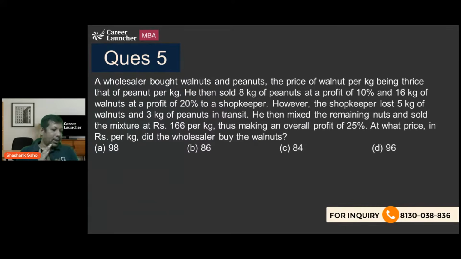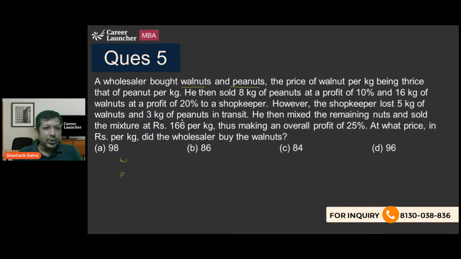Okay. Now let's pick another question. What does it say? Okay. Now what is happening? A wholesaler bought walnuts and peanuts, the price of walnut per kg being thrice the price of peanut. So what do we have? We have walnut, we have peanut. The price of walnut is thrice of peanut.